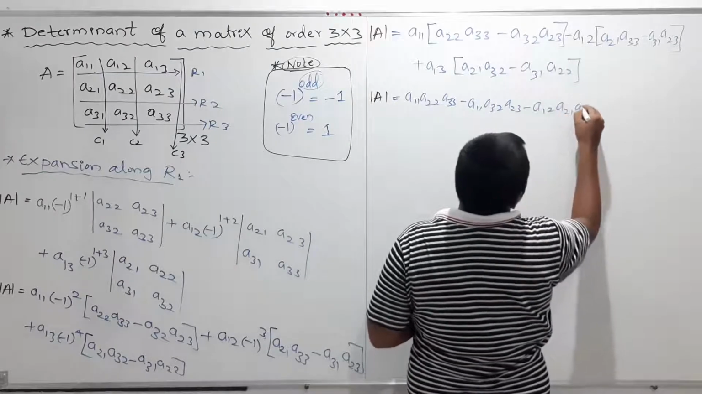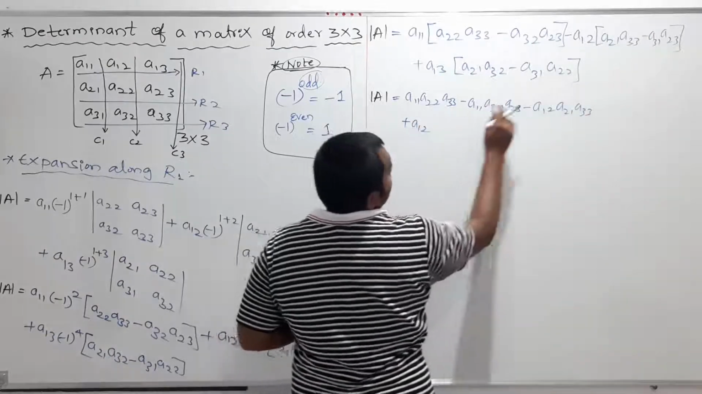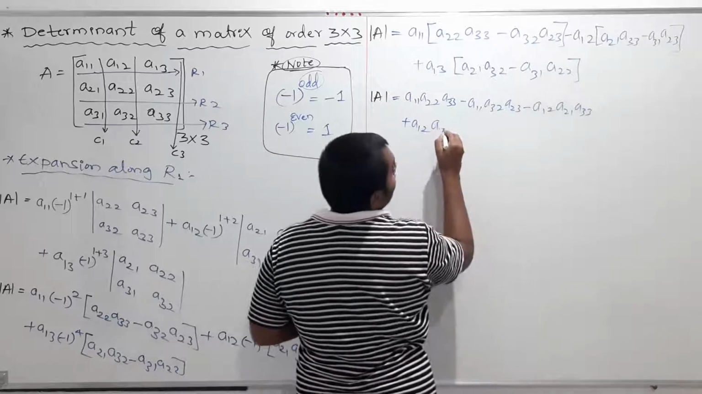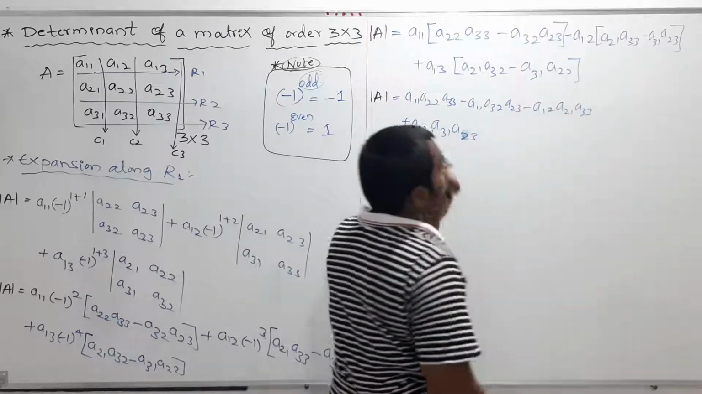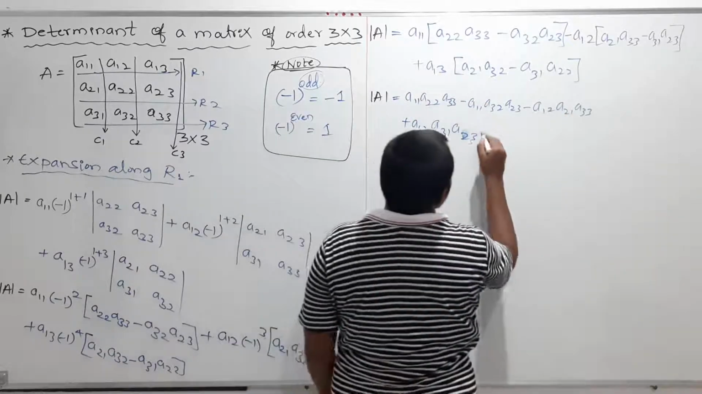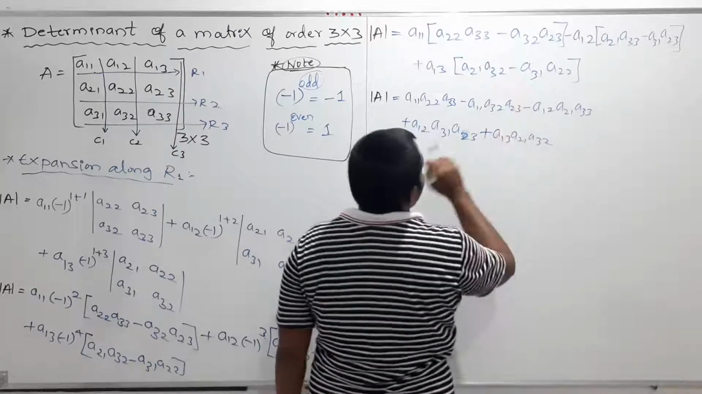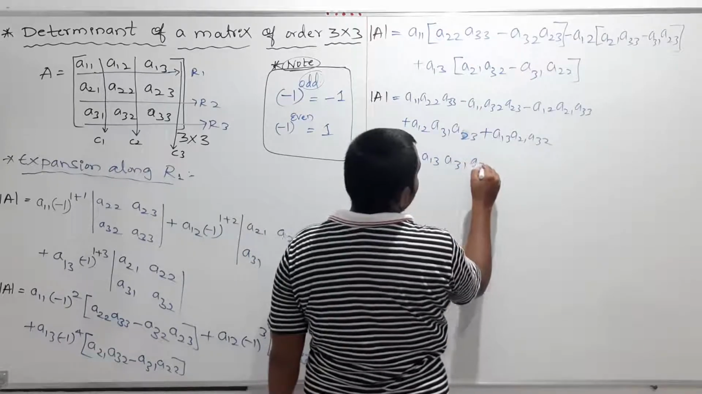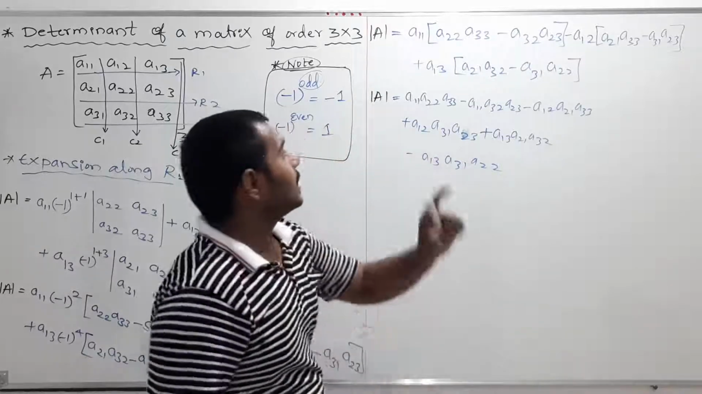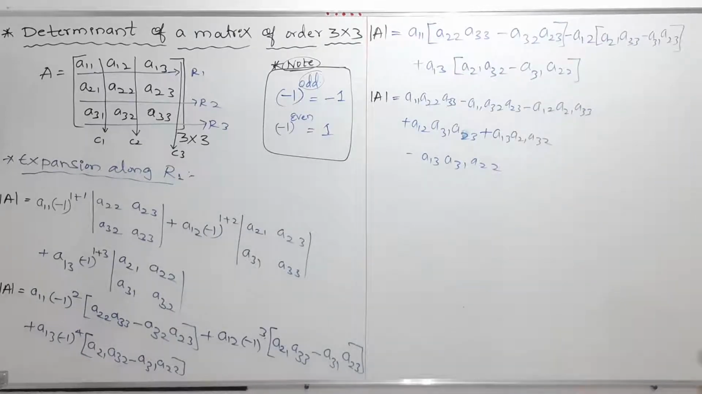A12 A21 A33. Next minus minus plus plus A12 into A31 A23. Clear? And next this element into this element, plus plus and plus plus A13 A21 A32. Next plus minus minus A13 into A31 A22. So this is the determinant of the given matrix of the order 3 cross 3. Like this we will calculate the determinant of any given matrix.